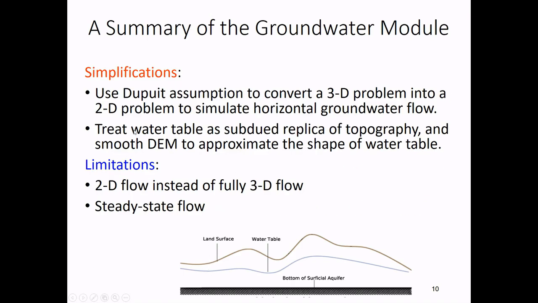And then this is a summary. So we have two simplifications, based on the Dupuit assumption and based on the assumption that our water table is a subdued replica of topography. Because of the Dupuit assumption, we are not running a full 3D model. We're running a 2D model. We're going to talk about that more in the transport module, and the simulation is steady state, not transient.